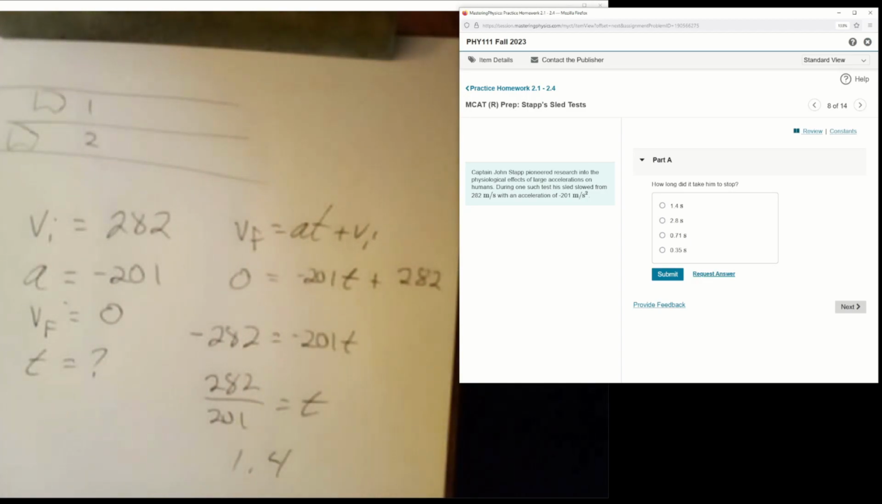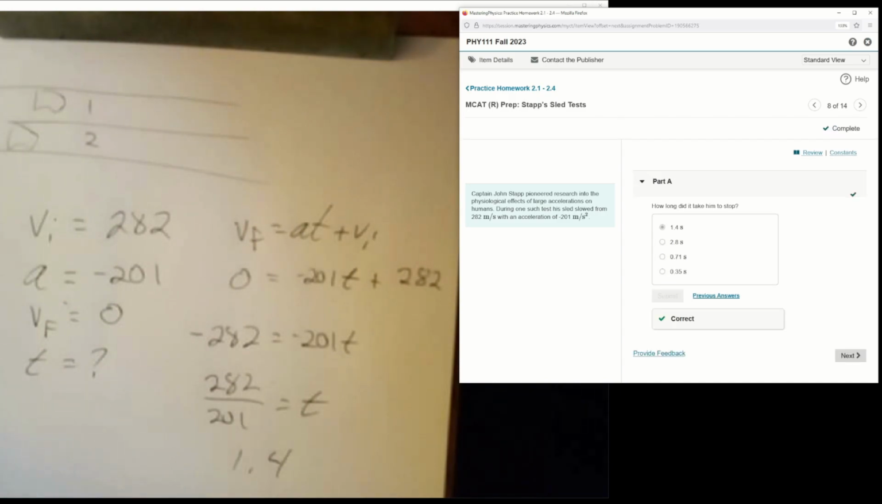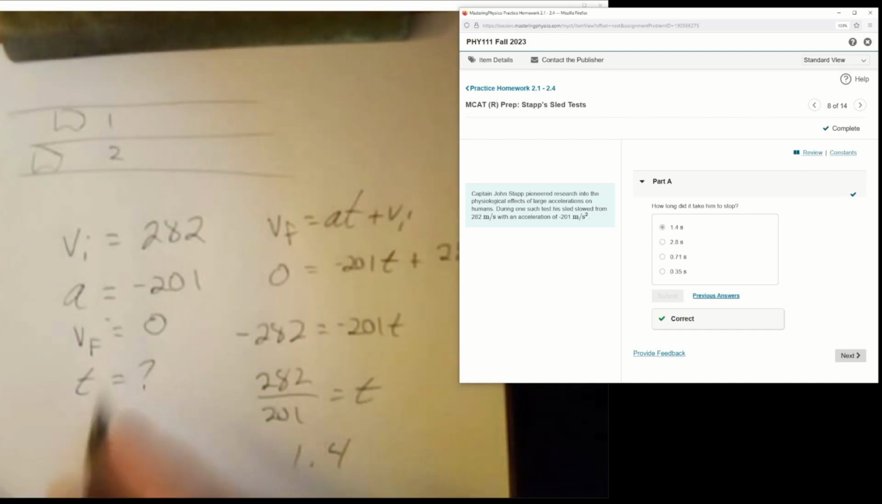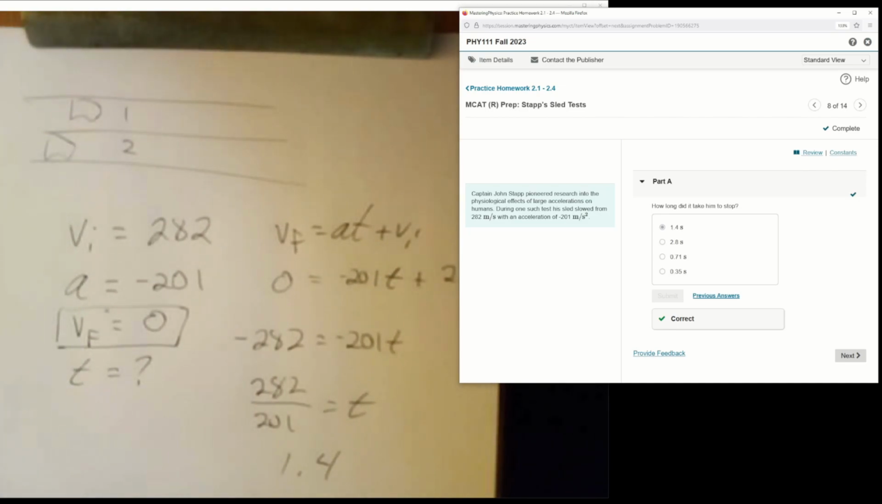Get 1.4, and that's the first one. An important thing to remember is a piece of information that's not always given to you as a number is when they say things stop. Very rarely will problems say that the final velocity is 0. Usually that's something you have to recognize from the problem. In this case, it says the sled stops. And stopping means a final velocity of 0.